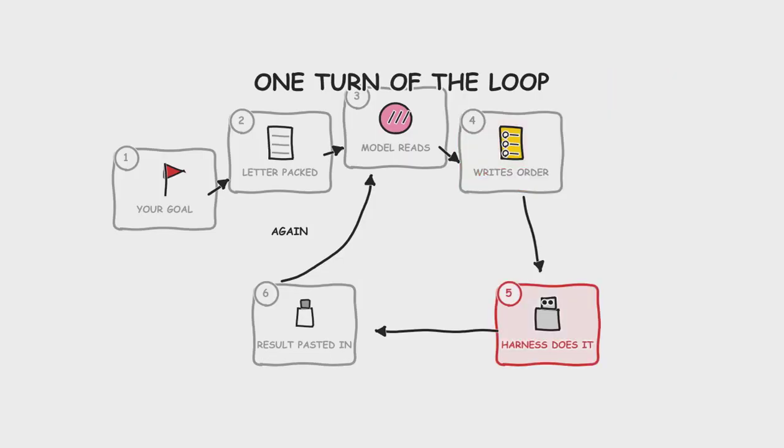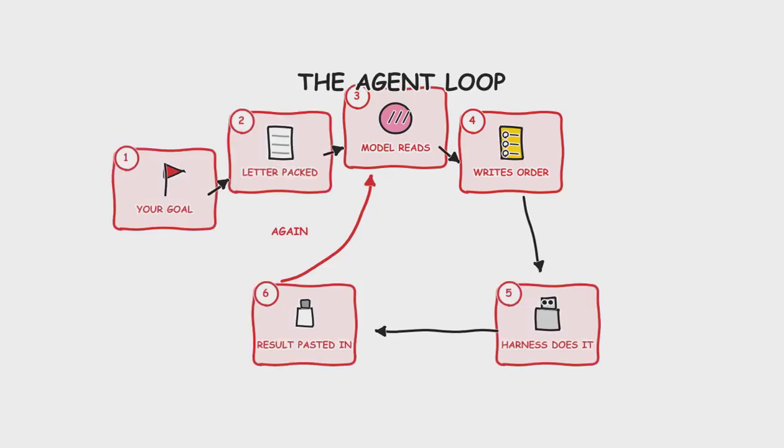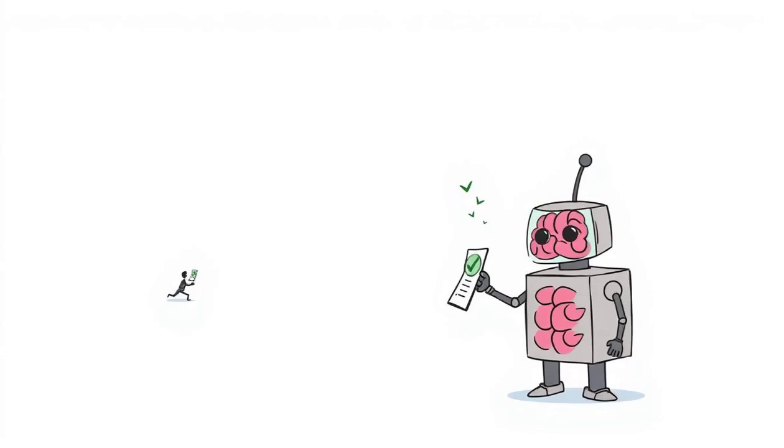The harness reads that order, recognizes the tool name, and actually does it. Opens the site, copies what the page says, then it pastes the page into the letter, right under the model's order, and hands the whole letter back to the brain. The model reads it again, top to bottom, and writes the next order. Click the 7 o'clock slot. Type the name, order, action, paste, reread. Around and around. That circle is called the agent loop, and it is the heart of everything. The loop ends when the model writes a plain sentence instead of an order. Done. Table booked. The harness sends it to you.